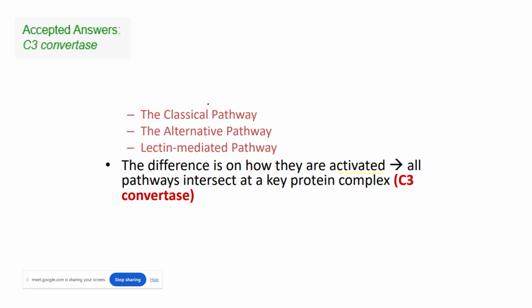Okay. C3 convertase is the correct answer. So basically, there are three different pathways that get activated: the classical pathway, the alternative pathway, and the lectin mediated pathway. Though they start at different points, they all converge at the C3 convertase.